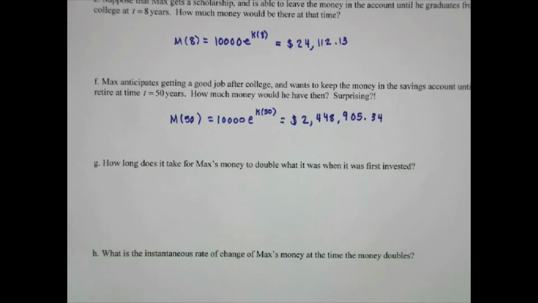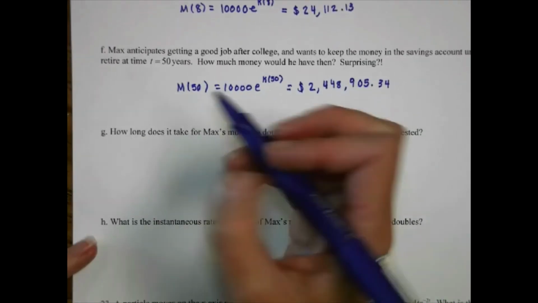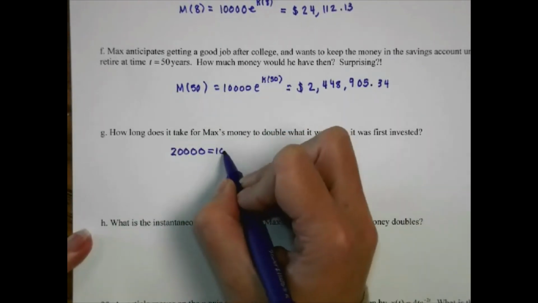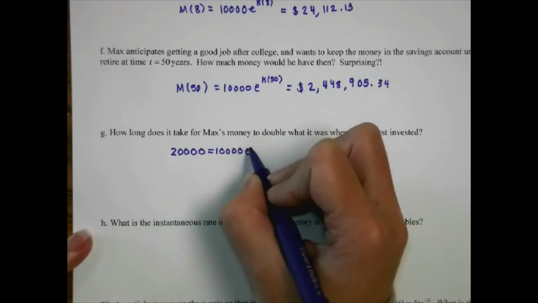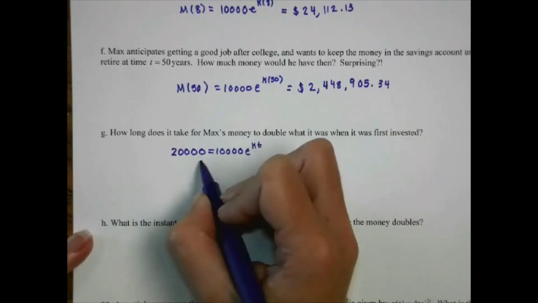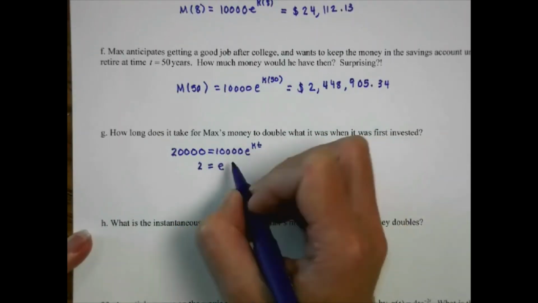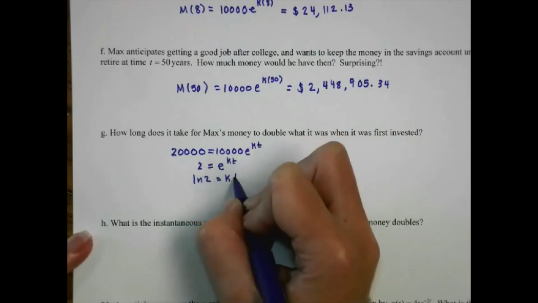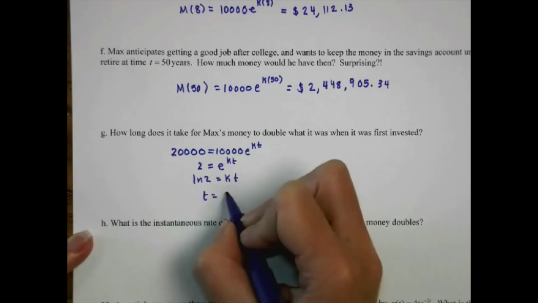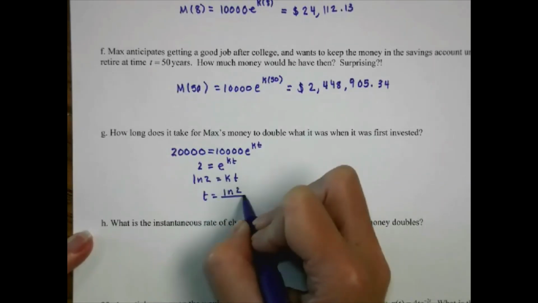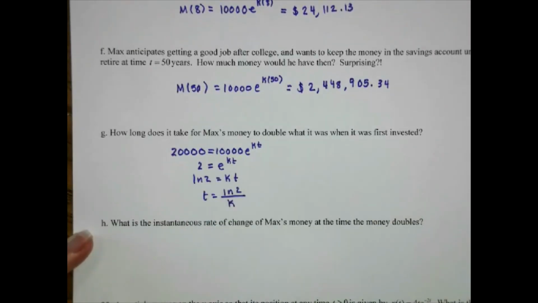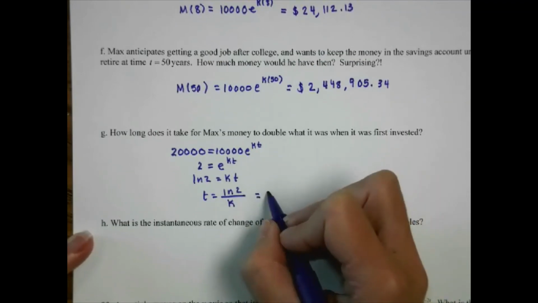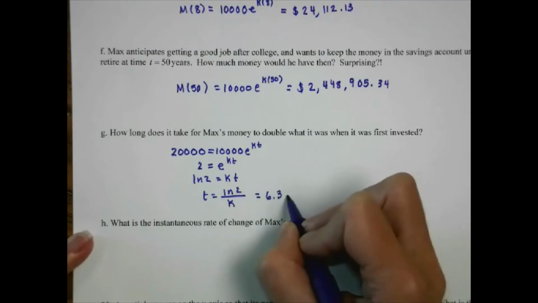How long does it take for it to double? So if we're starting with 10,000, that means we end up with 20,000. So 2 equals e to the kt, so natural log of 2 equals kt. So our t is the natural log of 2 divided by k, which is, if you put it in the calculator, approximately 6.3 years.